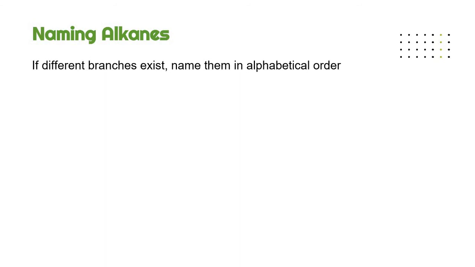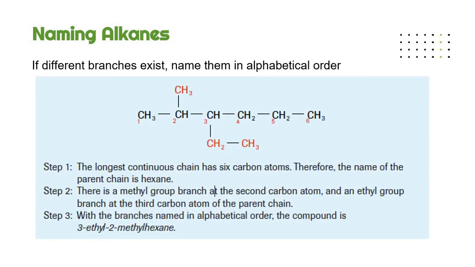If different branches exist, name them in alphabetical order. So we can have different branches at the same time. So just like this one, the longest continuous chain has 6 carbons. Therefore, this is a hexane. Then there is a methyl group branch at the 2nd carbon atom and an ethyl group branch at the 3rd carbon atom of the parent chain. So with the branches named in alphabetical order, the compound is 3-ethyl-2-methylhexane.